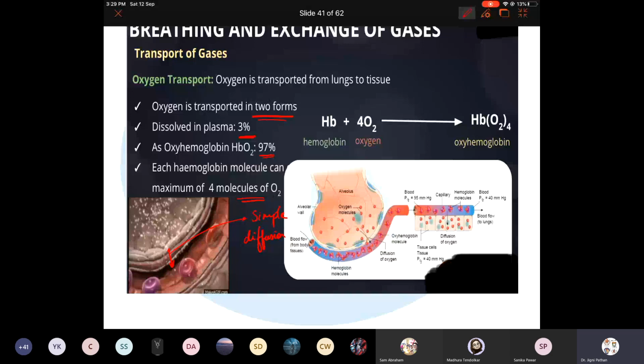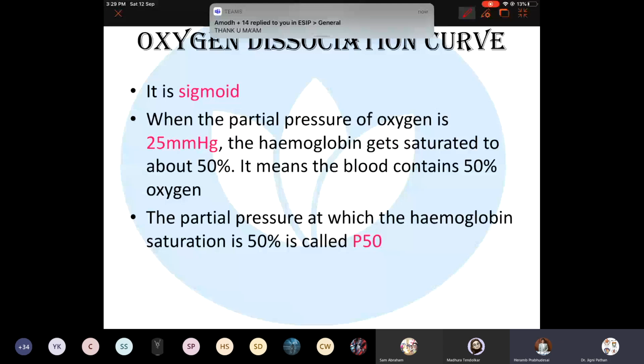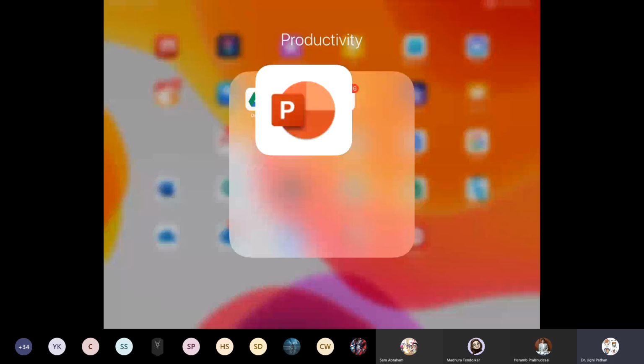So we'll stop the class here. Next, we'll be starting with the oxygen dissociation curve, which is very important again. We'll do it in the next class. Before I move, let us quickly take a revision of today's class. Everybody on the chat box, we'll take a quick revision of today's content. Ma'am, we have to write this based on the screen. No, do not write. We'll discuss in the next class.